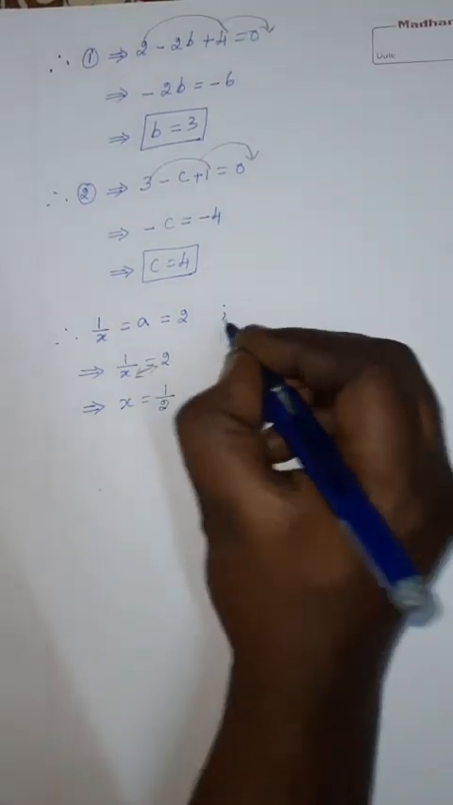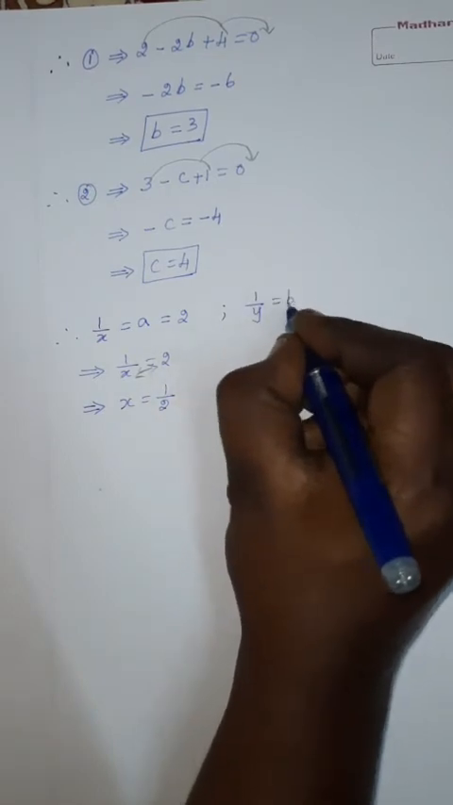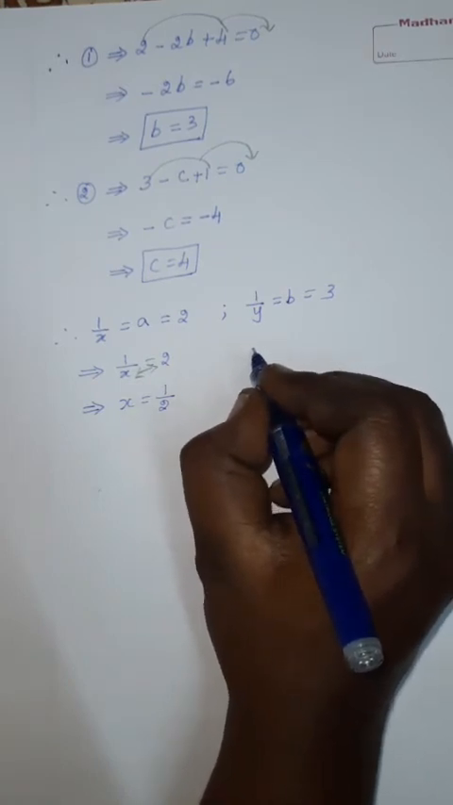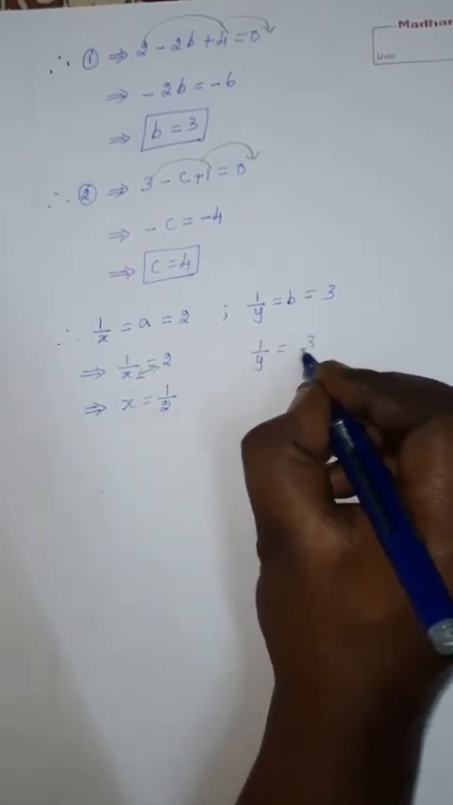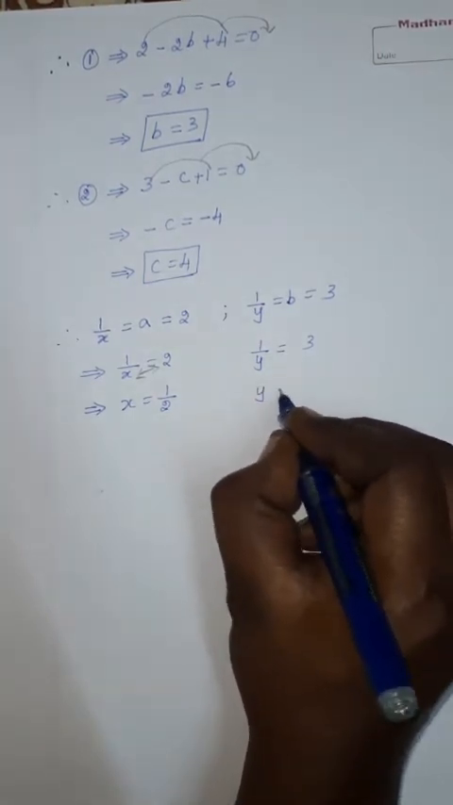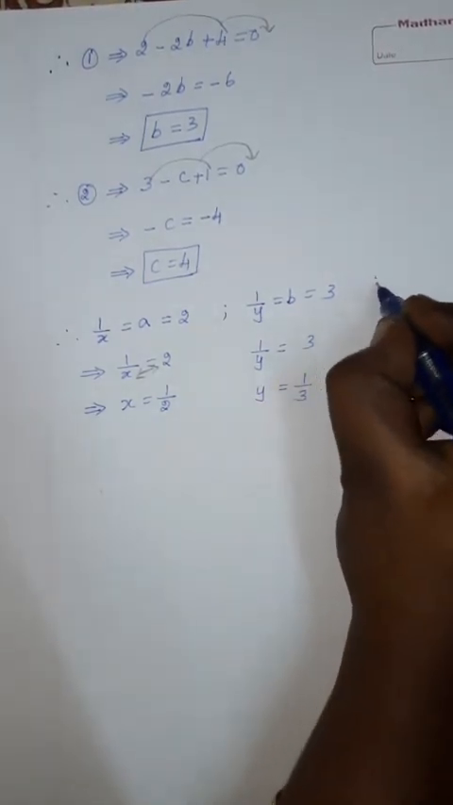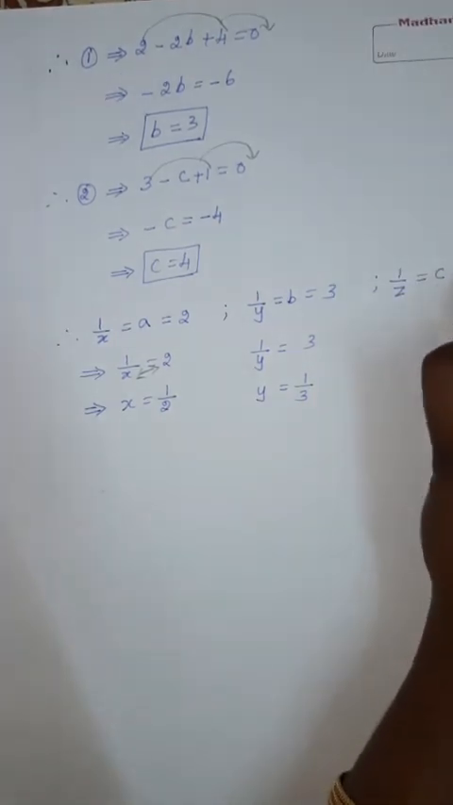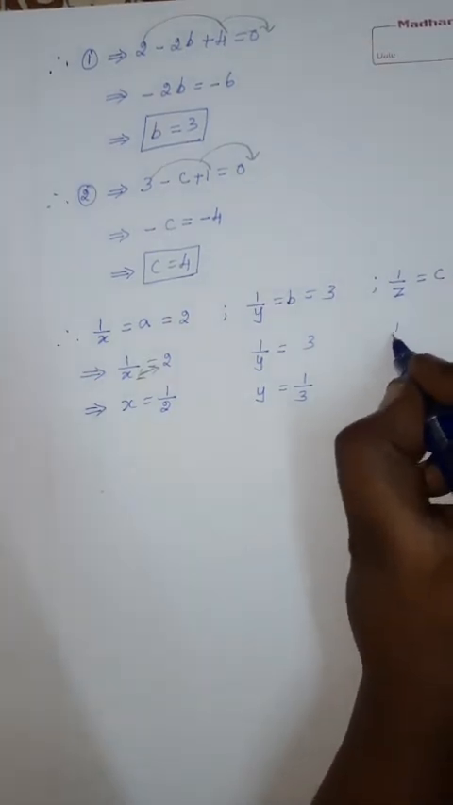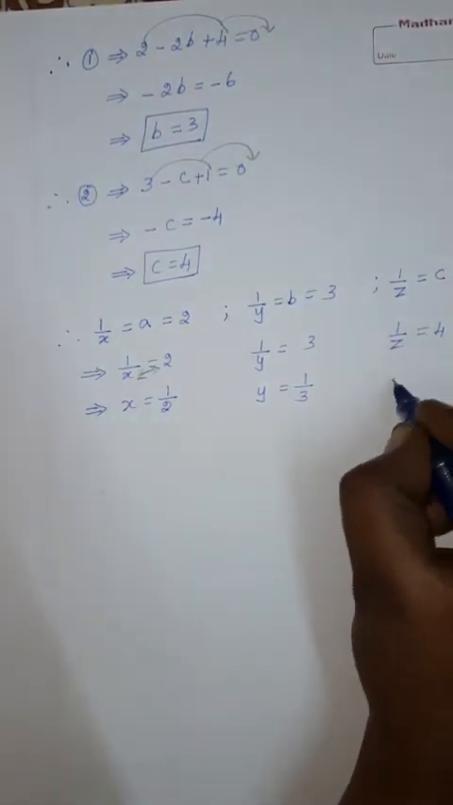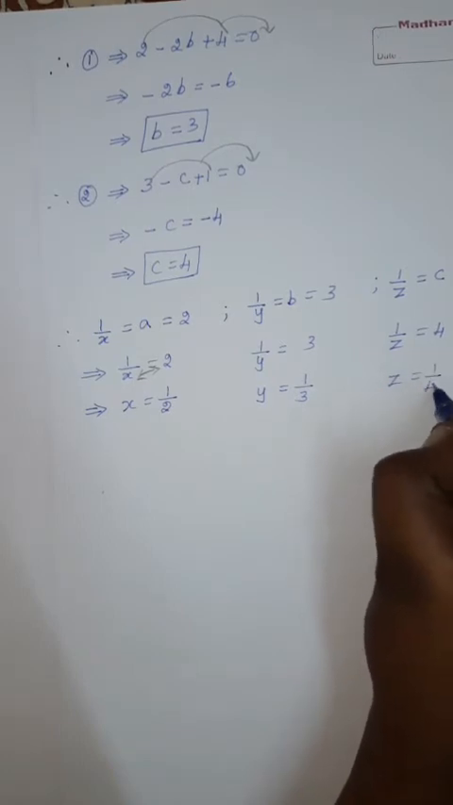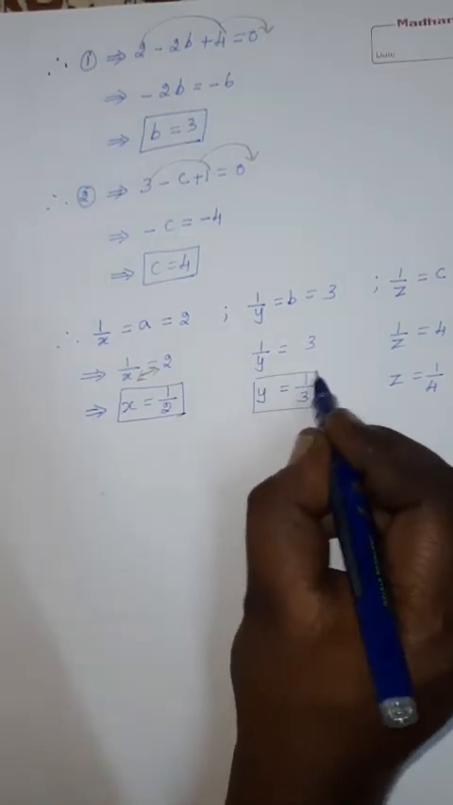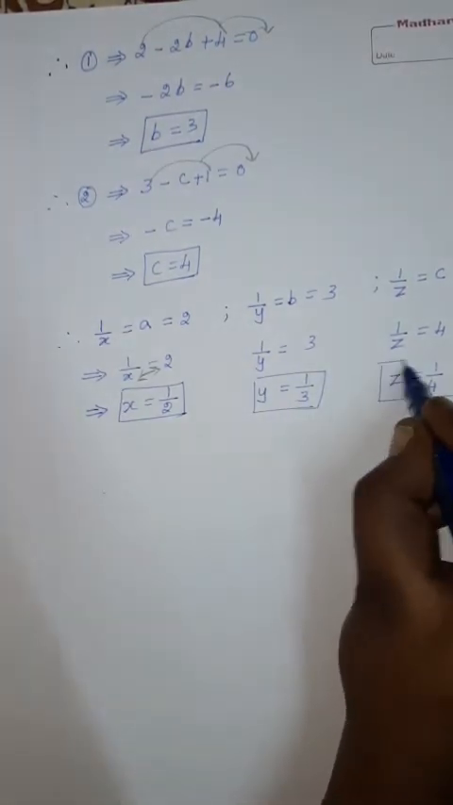Like the same, 1 by y is equal to b. What is the b value? It is 3. So what do you get? It means 1 by y is equal to 3. So what is the y value? It is 1 divided by 3. Like the same, what about the z value? 1 by z is equal to c, that is equal to 4. That means 1 by z is equal to 4. So z is equal to 1 by 4. So we got the x, y and z values.